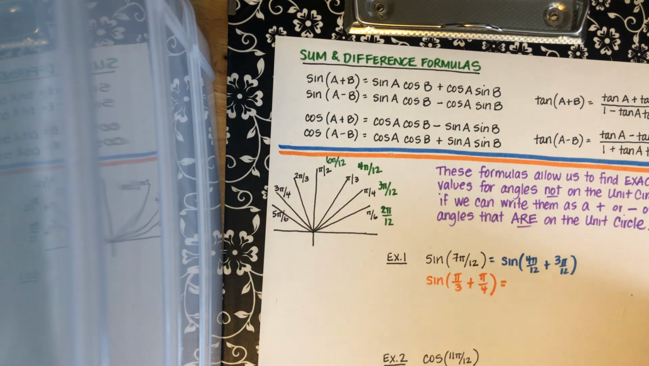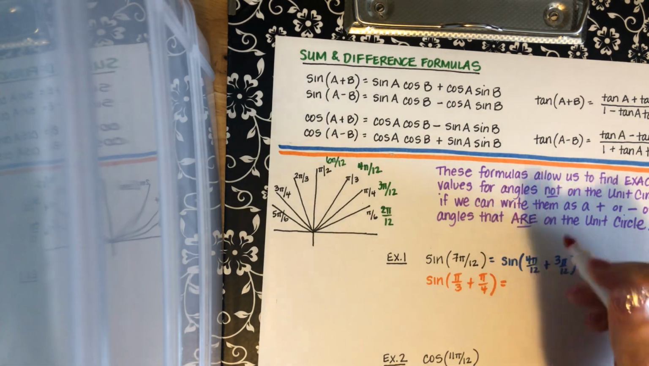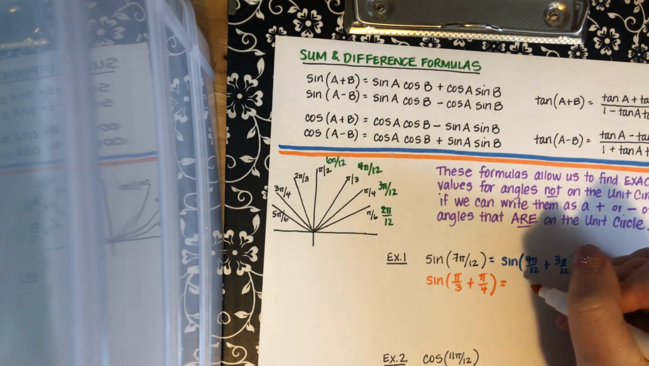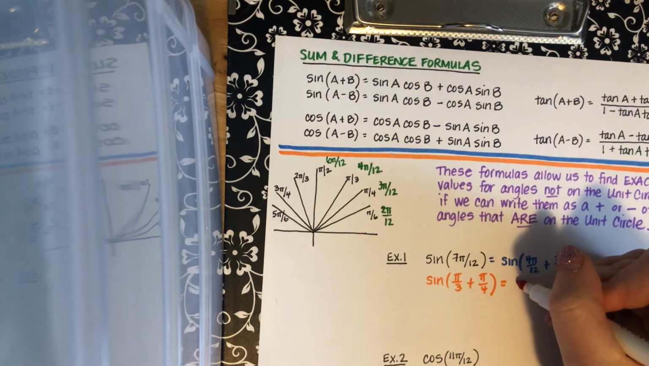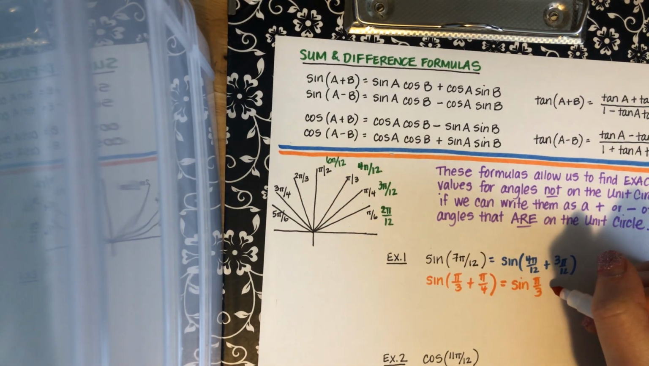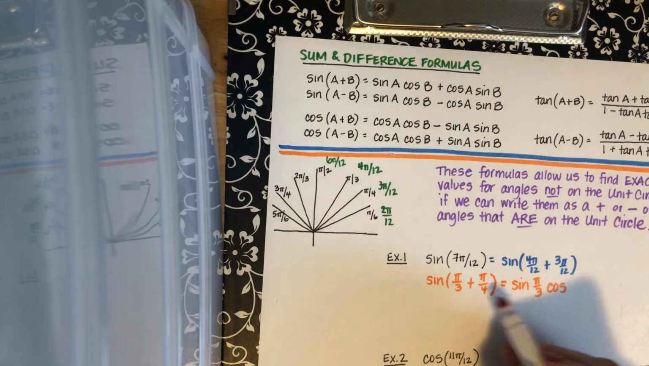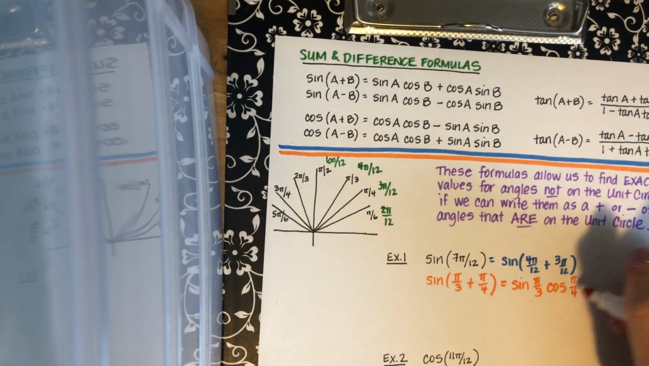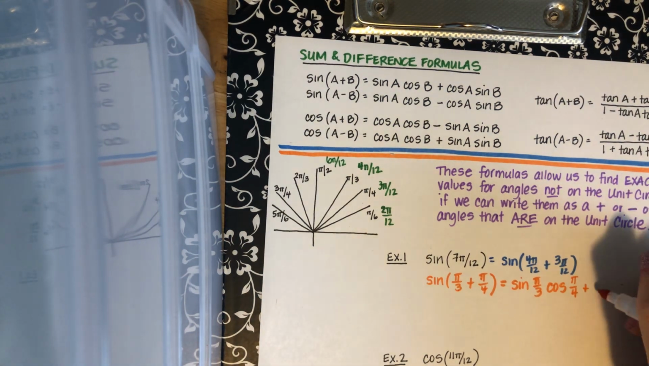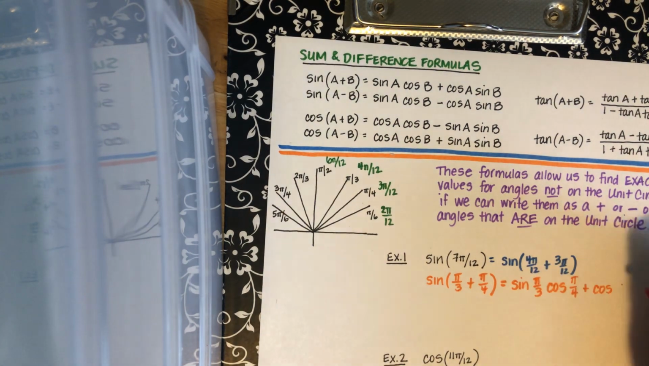That is the same as 7 pi over 12. Now I'm going to use my formula and write it directly in terms of pi over 3s and pi over 4s. So my first part is the sine of the first, so that is sine of pi over 3, times the cosine of my other angle, pi over 4. Then the formula does have an addition, so I'm going to add to that the cosine of my first angle, which is pi over 3, and then times the sine of my second, pi over 4.